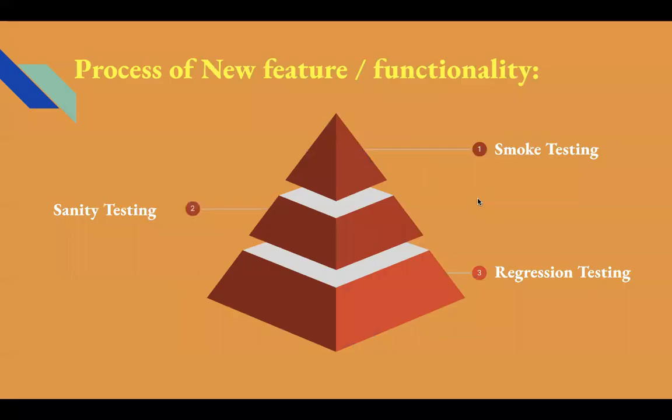Similarly, if any new feature has been added by the developer in that build, then we follow the process that first performs smoke testing to verify the stability of the build. Then perform sanity testing to check whether that new feature or functionality is working fine or not. After that, perform regression testing, in which all the other features or functionalities are tested to validate that there is no impact on the rest of the code.